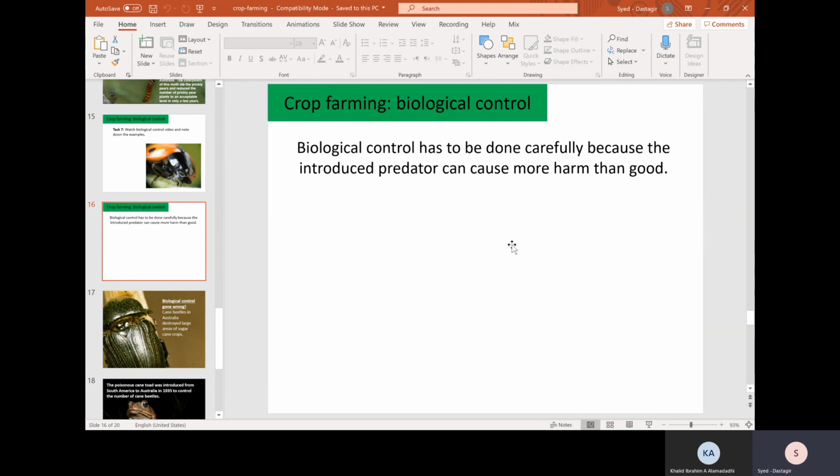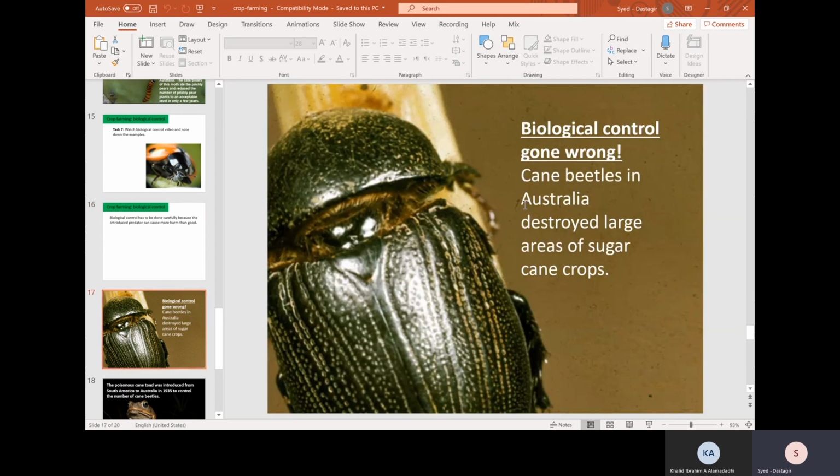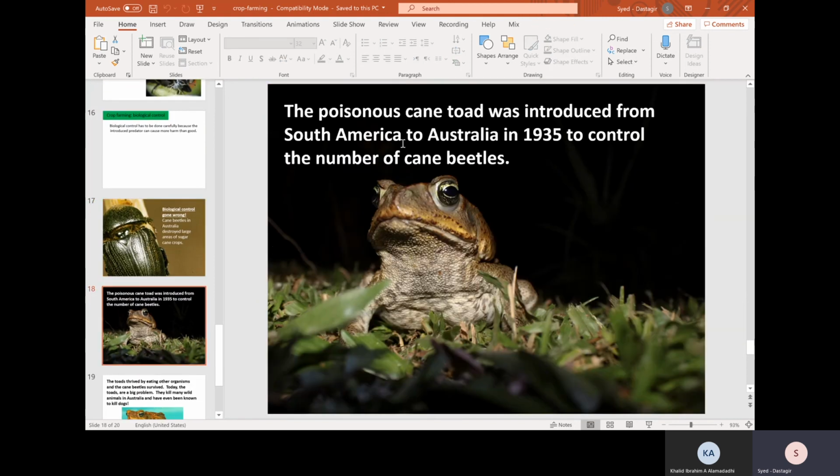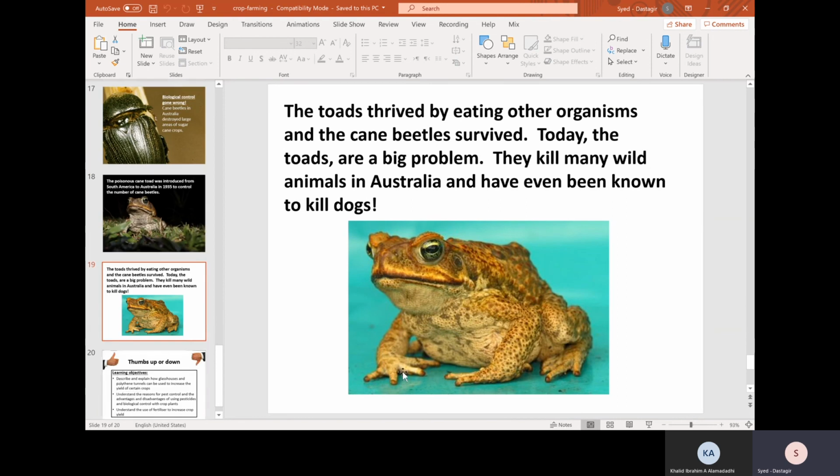So, biological control has to be done carefully, because the introduced predator could cause more harm than good, and perhaps could be a nuisance itself. So, biological control gone wrong. For example, cane beetles in Australia destroyed large areas of sugarcane crops. So then they introduced a poisonous cane toad from South America to Australia in 1935 to control the number of cane beetles. So what happened?